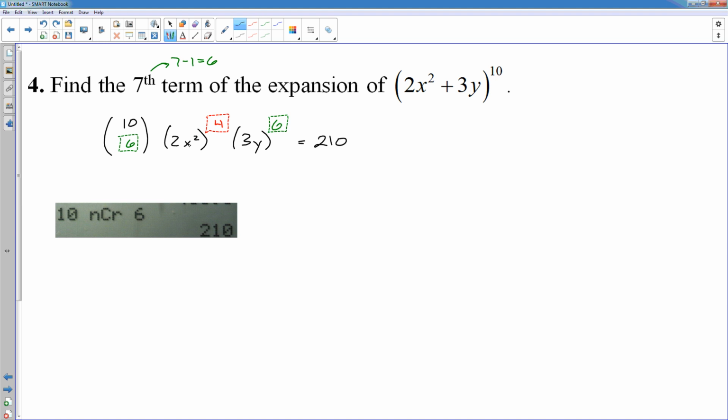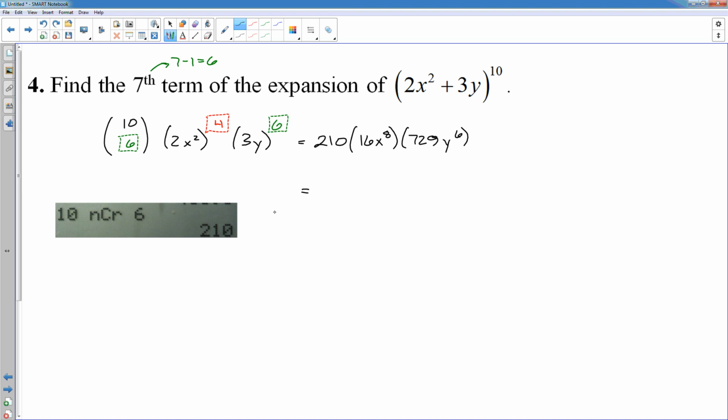Then we have to do 2x squared all to the fourth, which means we need to do 2 to the fourth. 2 to the fourth is 16. X squared to the fourth, you multiply the exponents, you get x to the eighth. And then 3 to the sixth is 729, times y to the sixth. And then we will multiply all that together. 210 times 16 times 729.